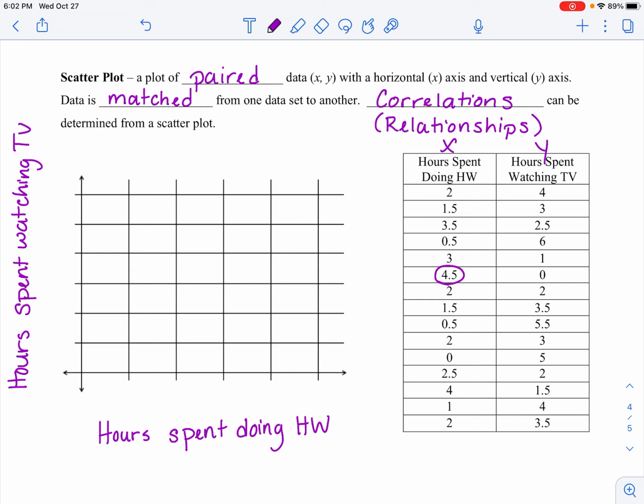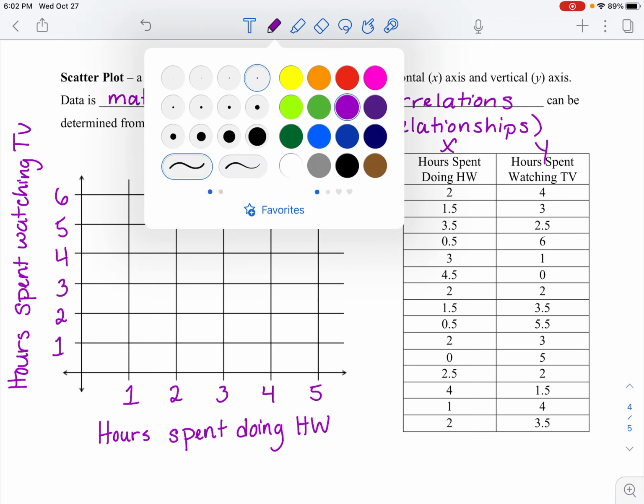So I'm going to go just count by ones and go 1, 2, 3, 4, 5. All right, and then looking in the Y column, the biggest number I see is right there. There's a 6 right there. So I need to get up to 6. So again, I'm going to count by ones. 1, 2, 3, 4, 5, 6. And now I'm going to start plotting the points, okay?